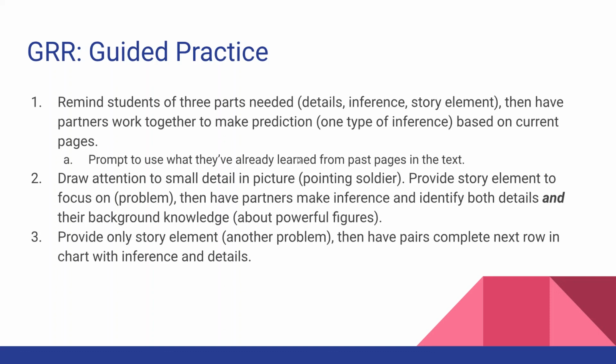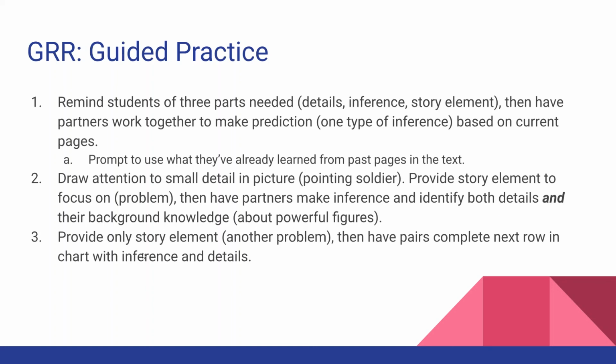And then I draw attention to a small detail for the next example, a small detail in the picture, which is a pointing soldier who looks very angry. And I provide the story element to focus on, which is a problem. And then have partners, without my help, make an inference and identify both the details and their background knowledge. So I point to this small detail, but I don't actually say anything about it. I want them to figure out what's important about that detail and connect that to their background knowledge about powerful figures.